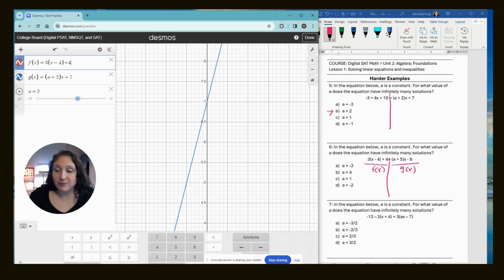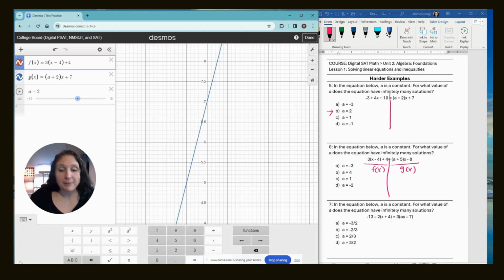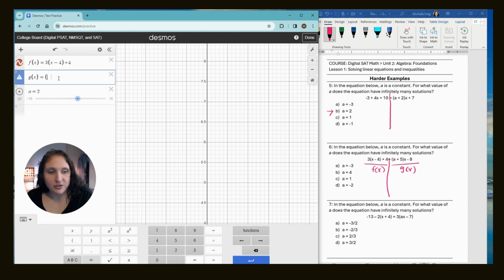Remember, if you don't, you can just use that little keyboard that pops up on the bottom. All right, let's go to g of x. I'll just delete everything so we get in the habit of doing that. (a + 5) in parentheses, and then I have x, and then I have -8.